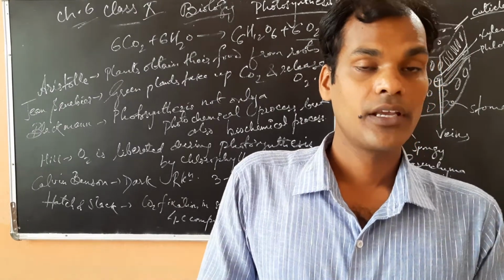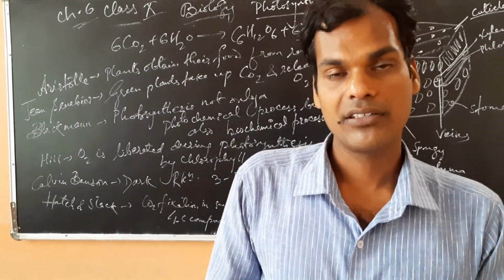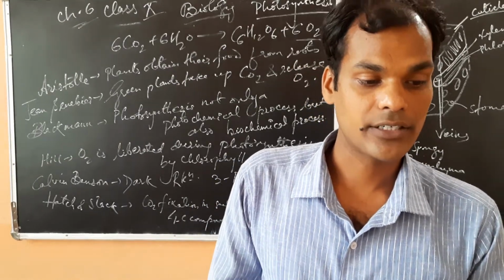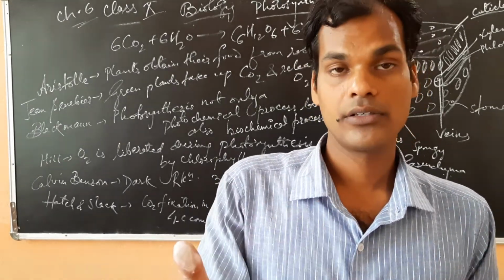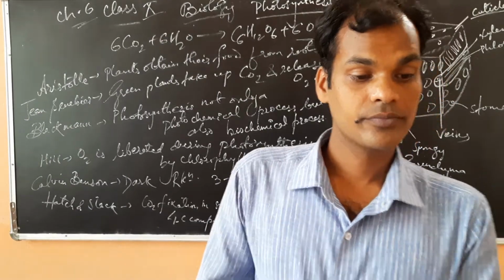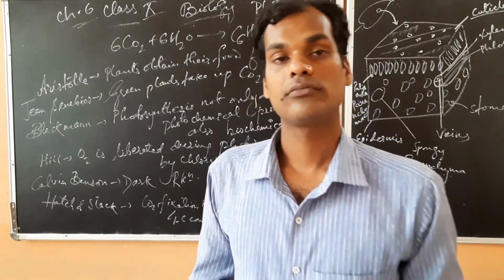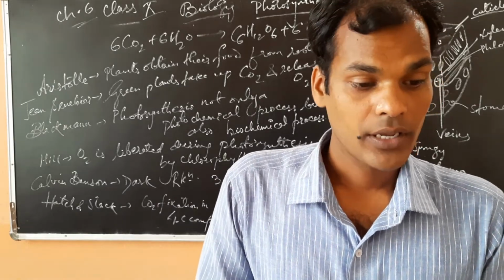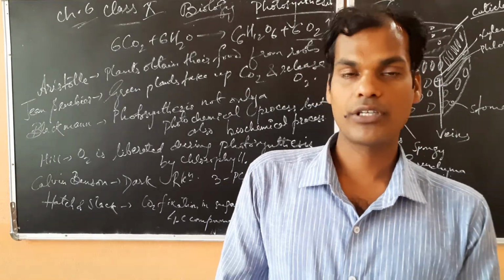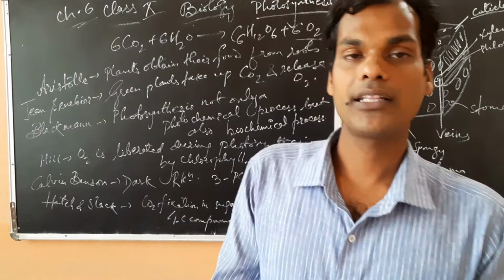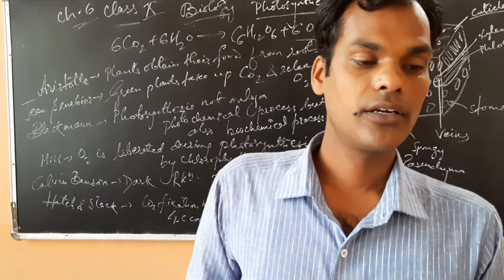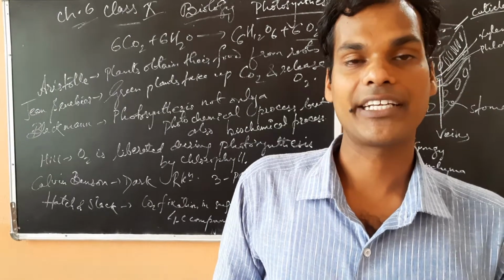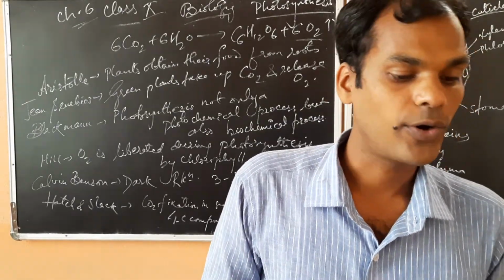Next is the palisade parenchyma. They have a numerous amount of chloroplasts. Water enters from the outside into the cell by the process of osmosis. So CO2 from the atmosphere also diffuses into the cells. So these are the different adaptations due to which the leaf acts as a photosynthetic organ.